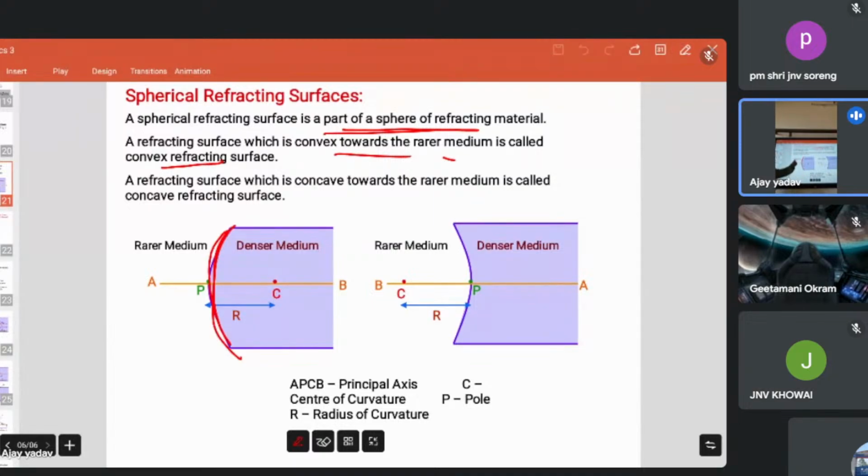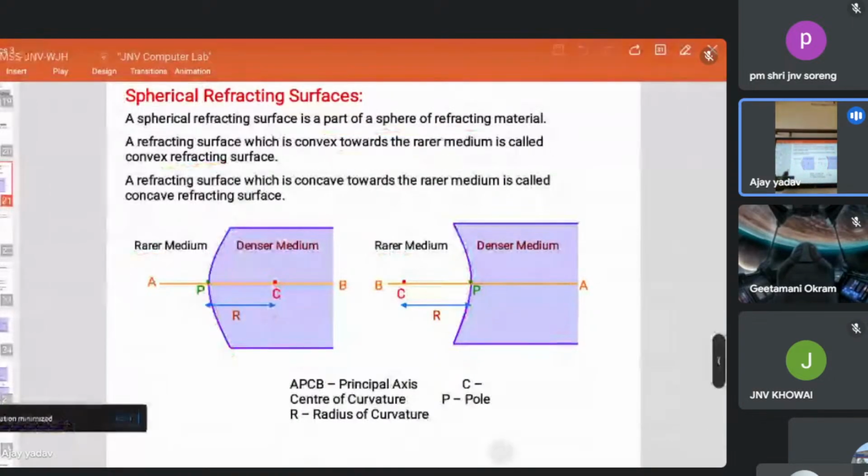Rarer medium means this is the rarer medium. So this portion is convex towards the rarer medium, so it is a convex spherical refracting surface. And this surface is concave towards the rarer medium, so it is the concave spherical refracting surface. This point is the center of curvature of this spherical surface, and this point is the pole. The distance from pole to center is R, the radius of curvature. Similarly in the concave spherical refracting surface.